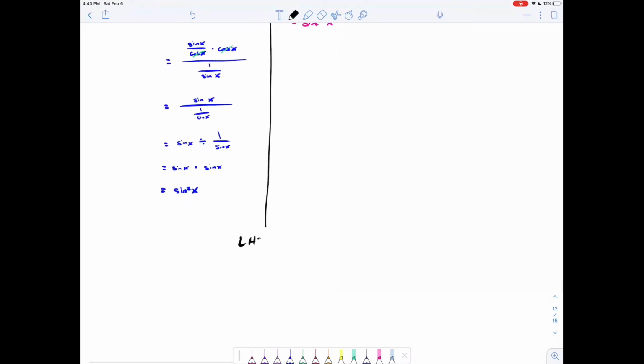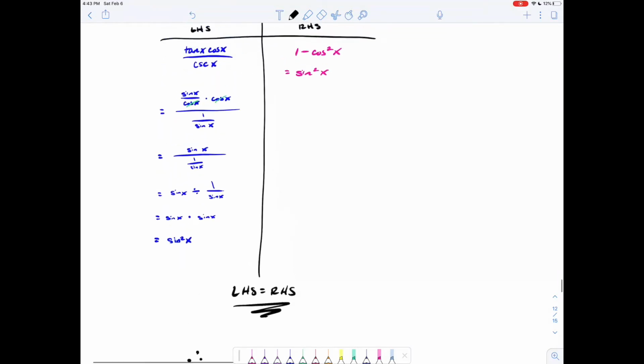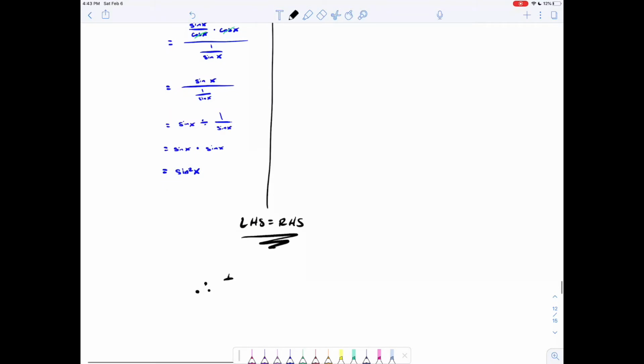I can say that my left side and my right side are equivalent. This is a necessary statement. Look how that squiggle turned out. Therefore, what I had on the left side, which was tan x cos x over cosecant x, is equal to whatever I had on the right side, which was 1 minus cos squared x. This thing, this proof, is done.